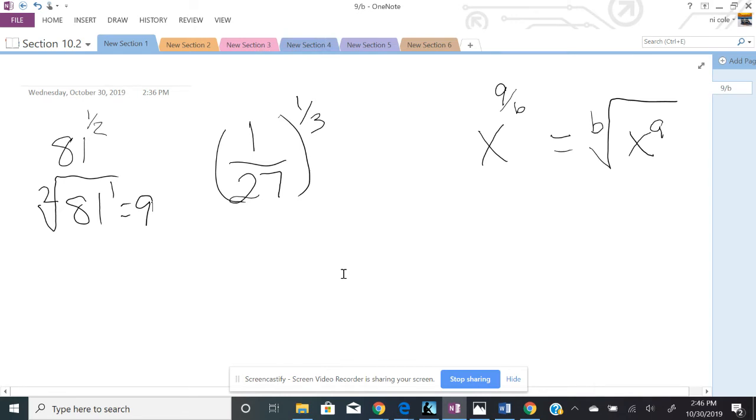Now I have (1/27) to the 1/3. Don't forget that the distribution goes to everything, and that's the same as writing the cube root of 1 to the 1 power over the cube root of 27 to the first power. Okay, the cube root of 1 is 1, and 1 to the power of 1 is 1. So that's 1 over what's the cube root of 27? It's 3.